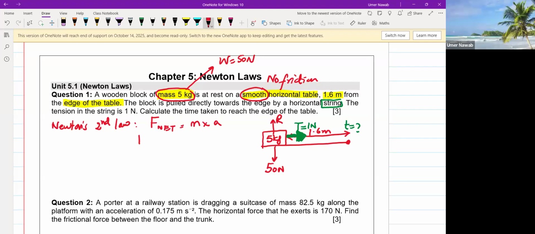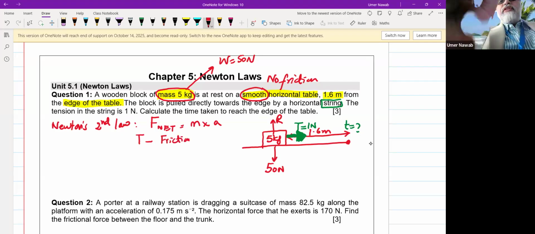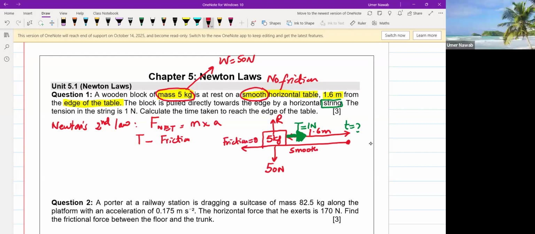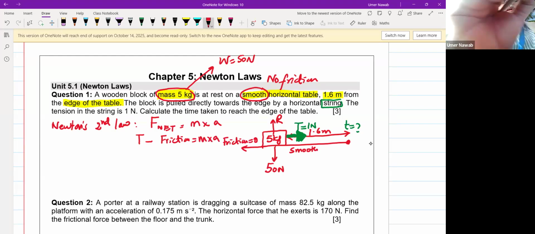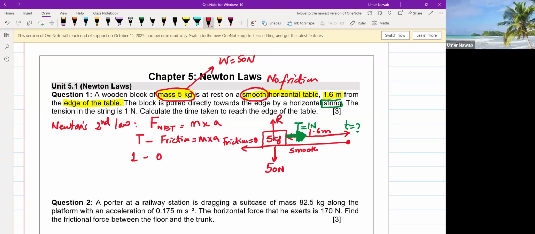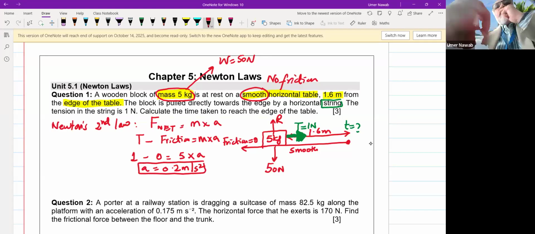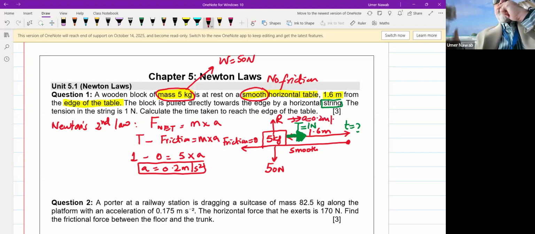F net is the tension minus friction. Is there any friction? No, it's a smooth surface. So friction is 0, equals ma. Tension is given to me as 1, friction is 0, mass is 5 times a. So guys, acceleration I found is 0.2 meters per second squared. Wow. Now acceleration is found, which is 0.2 meters per second squared.